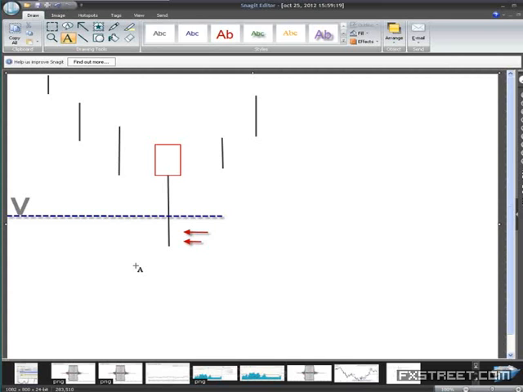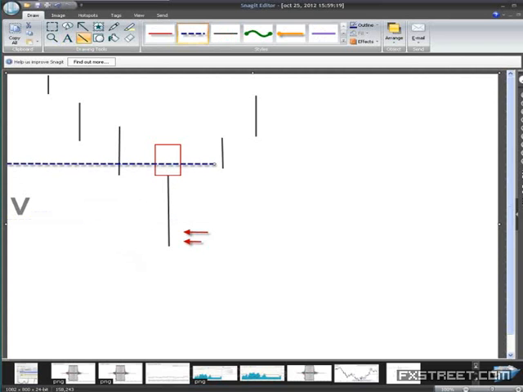Philip asks if a hammer candle can be a bearish sign, for example, if it closes below a previous support. Let's say we had that support here and it closes below, if that would be a bearish pattern.